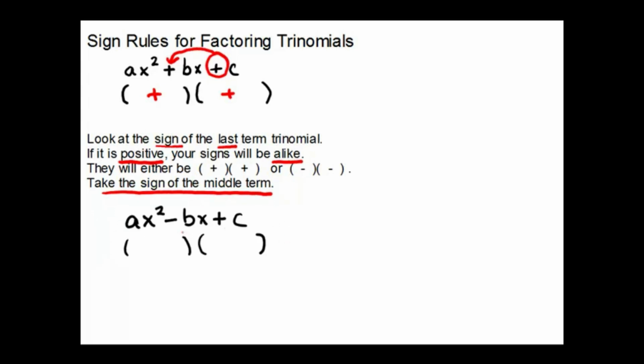Let's look at this trinomial. We would first go to the last sign, and it is positive. So our signs are going to be alike, either two positives or two negatives. We don't know which, so we have to go back and take the sign of the middle term. So we're going to have two negative signs in this setup.